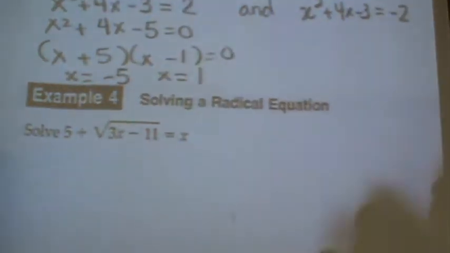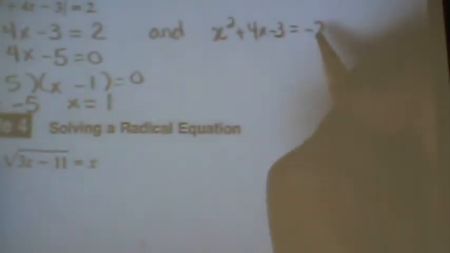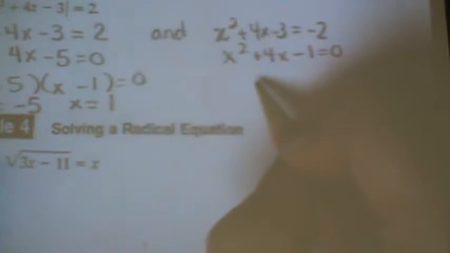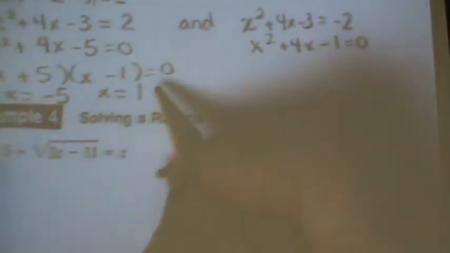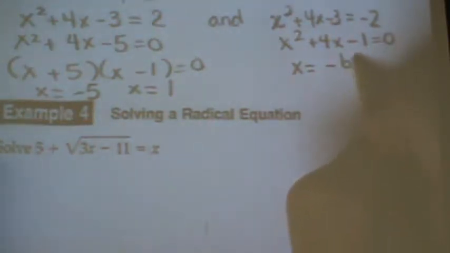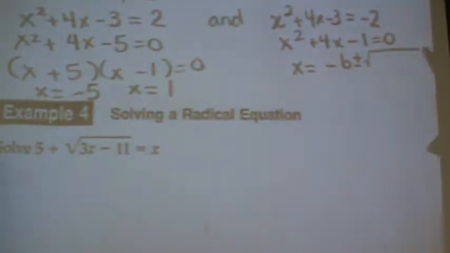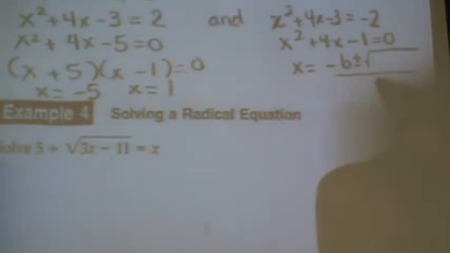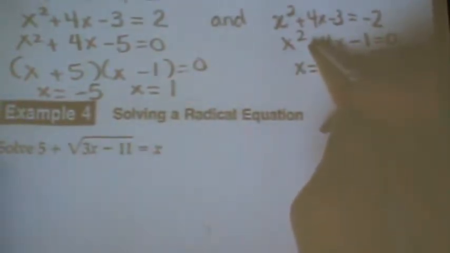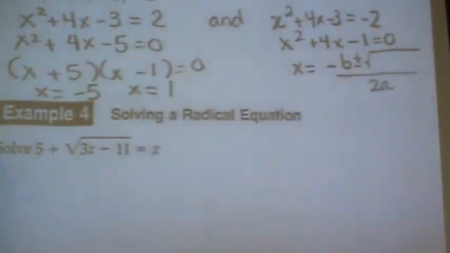So what are your two answers so far? Negative 5 and 1. How about on this side? What were you supposed to do? Add 2. And then what do you do? Can I factor this one like I did here? No. So at this point, you were supposed to use the quadratic formula or complete the square to find the other two possible answers. So what are we going to do at this point?